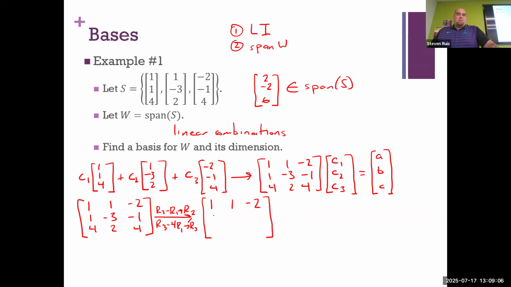So what's the second row become? 0, minus 4, 1. And then 0, minus 2, 4 plus 8, 12. Do we agree? Okay. Cool. Got a pivot. Now what?